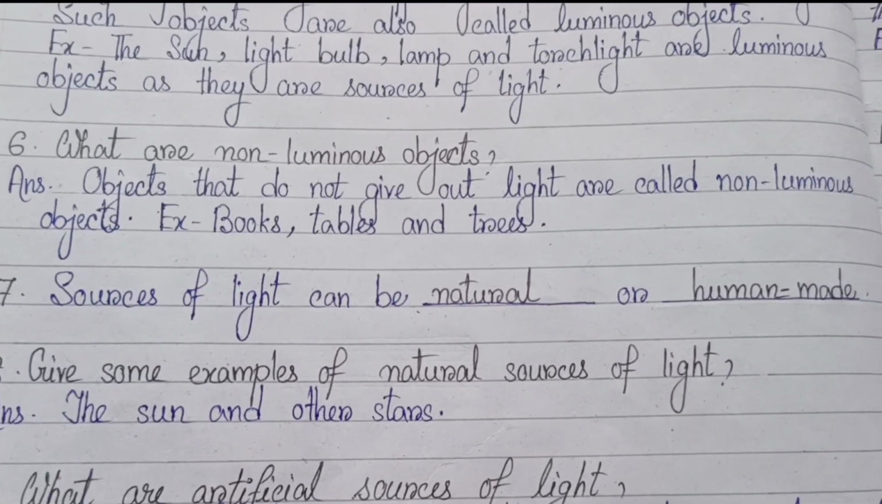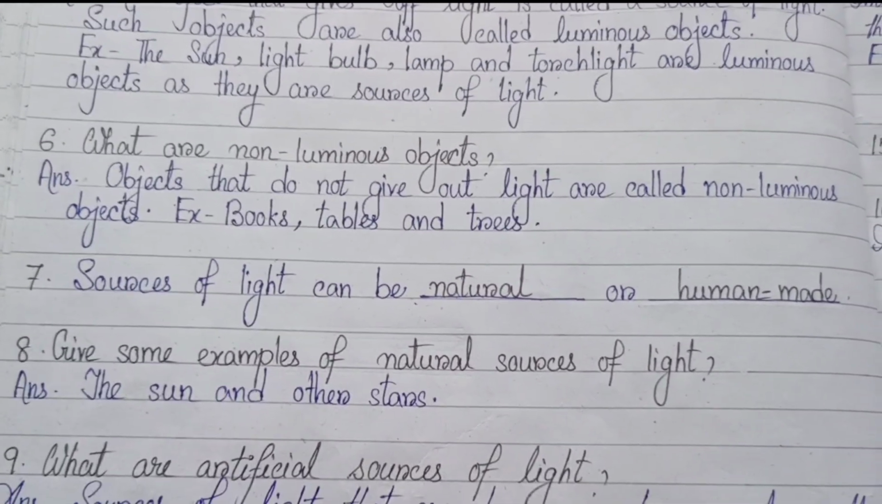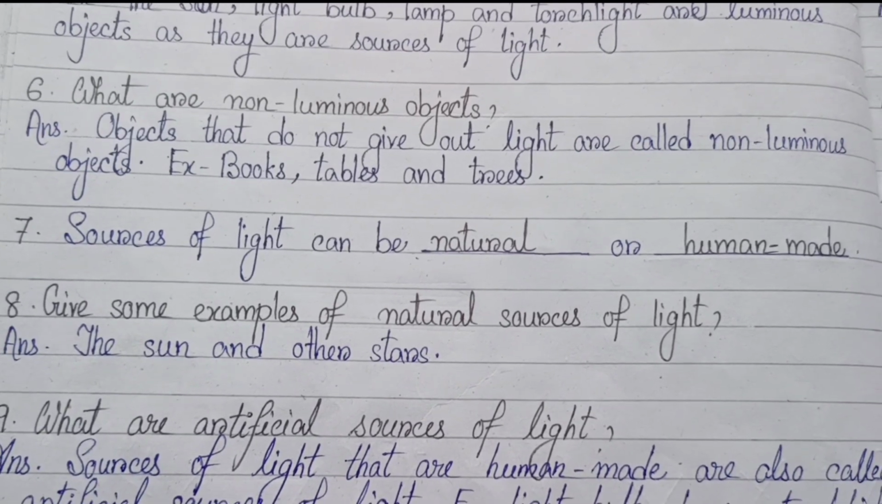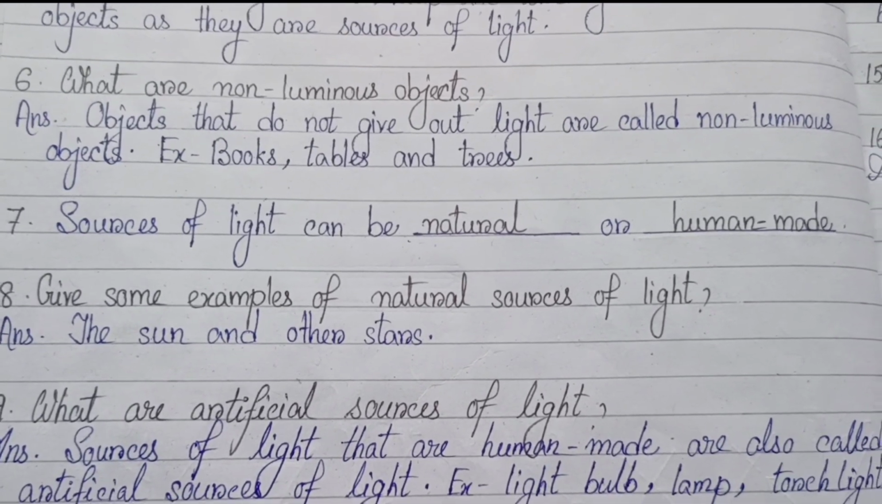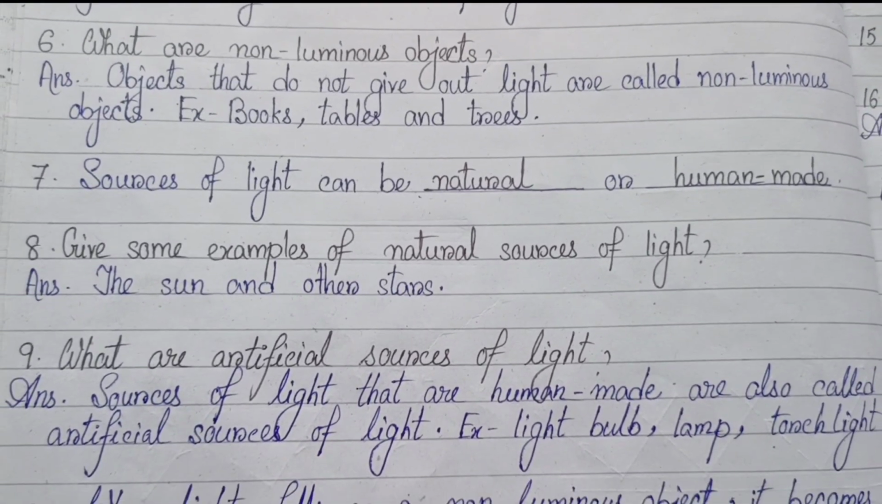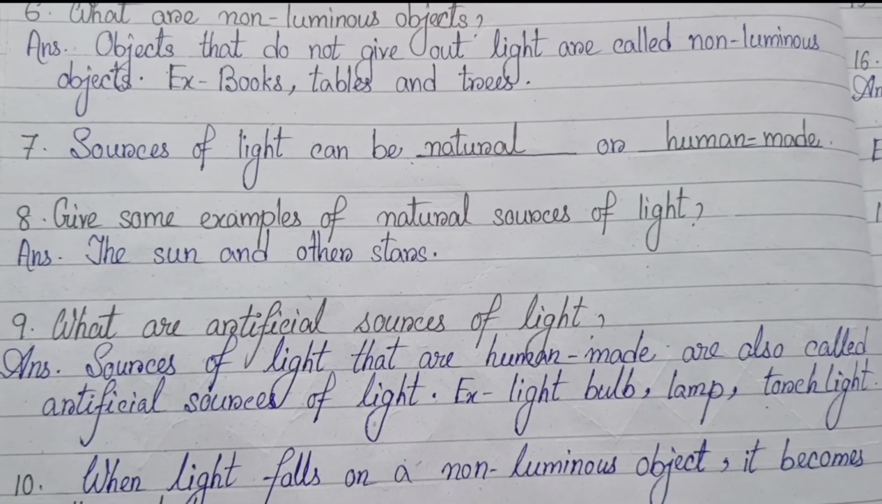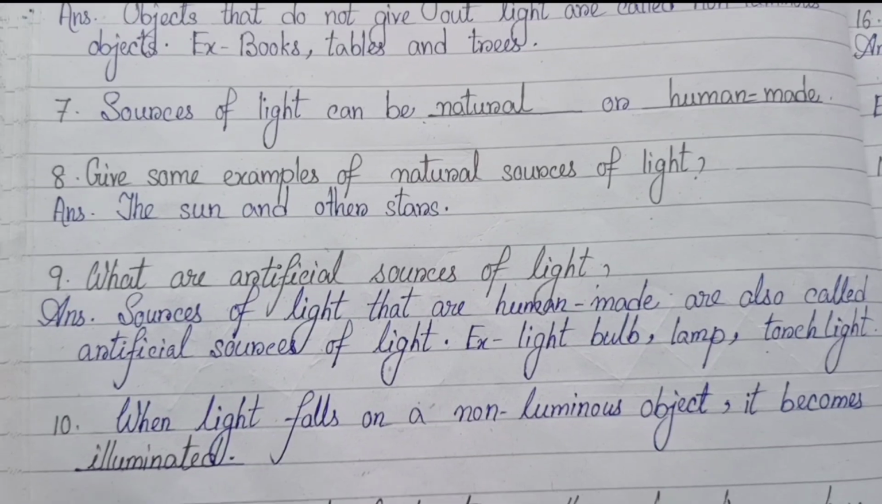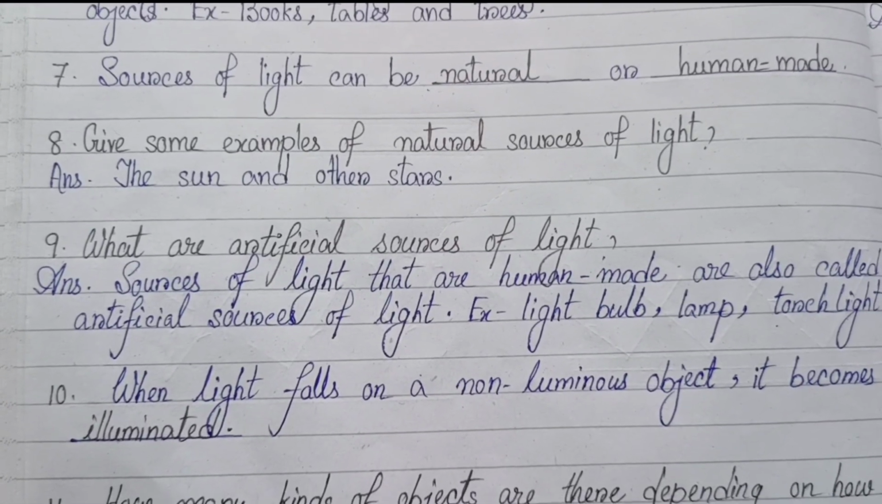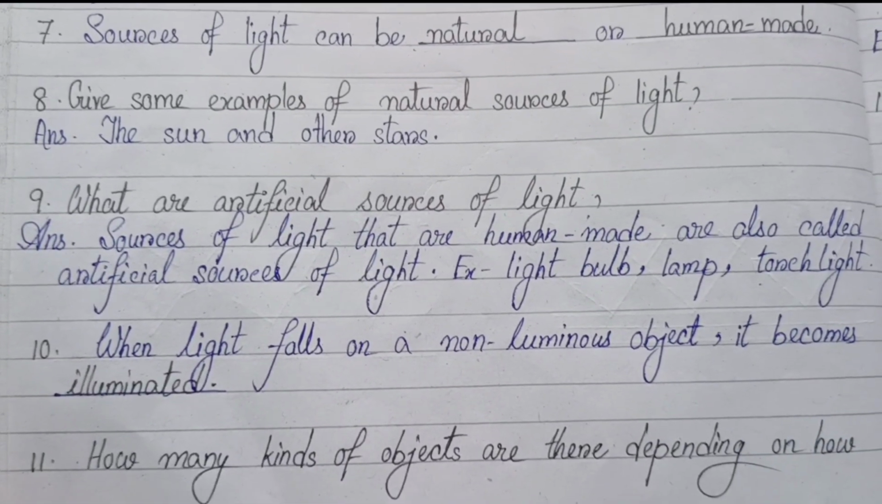Number 6, what are non-luminous objects? Objects that do not give out light are called non-luminous objects. Example, books, tables and trees. Number 7, sources of light can be natural or human-made. Number 8, give some examples of natural source of light. The sun and other stars.